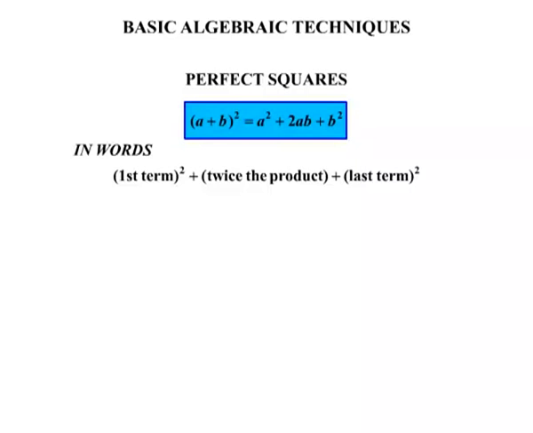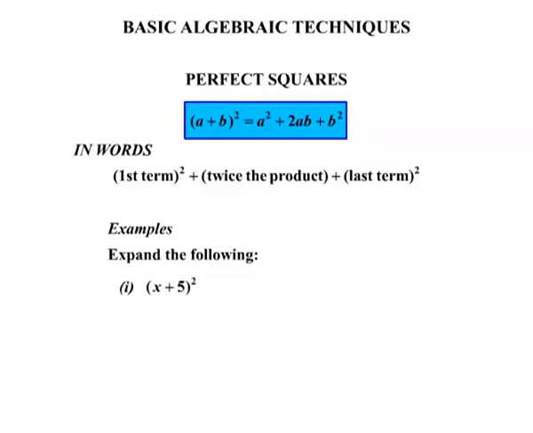I'll tell you what, most people get it wrong. If they get it wrong, they forget the middle bit, the twice the product. No one forgets the first term squared. No one forgets the last term squared. People forget that middle bit, twice the product. Make sure you're not one of them. Okay, let's see some examples then.